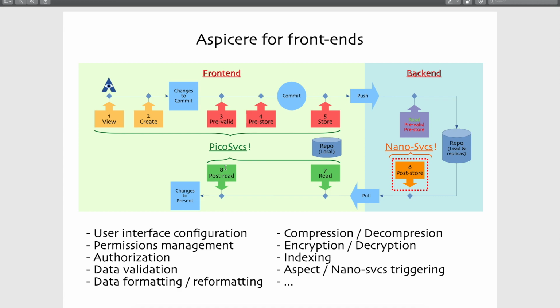Developers can hook pico-services in these stages in order to manage things like user interface configuration, permissions management, authorization, data validation, data formatting, compression, encryption, indexing, aspect triggering, among others. Let's see how it works in Chrome.